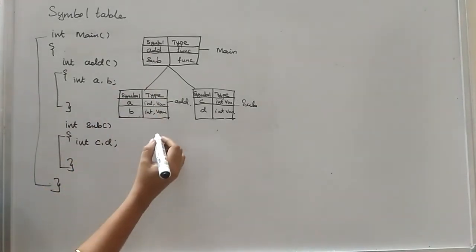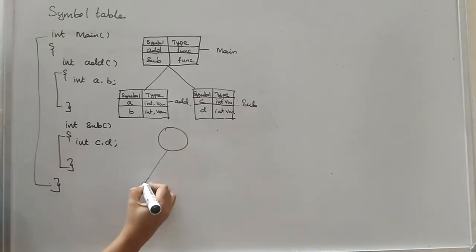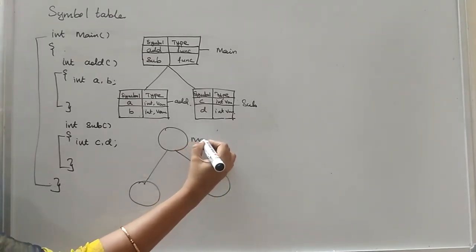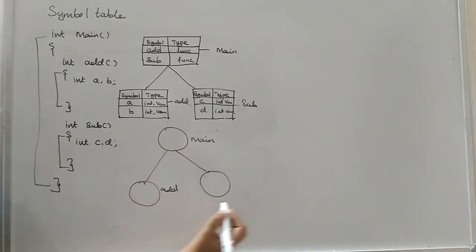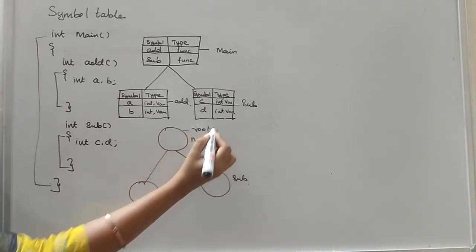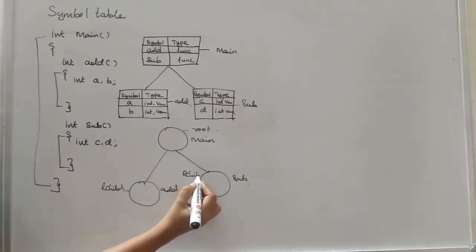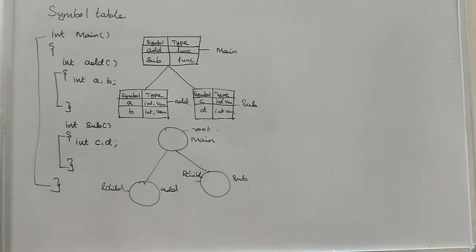Now we can redraw the structure like this. You can consider this as main, this as add, this as sub. This structure is typically looking like a binary tree, right? In a binary tree you will consider this as root, this is the left child, and this one is the right child. So I am going to make use of this structure in terms of BST. BST means binary search tree.